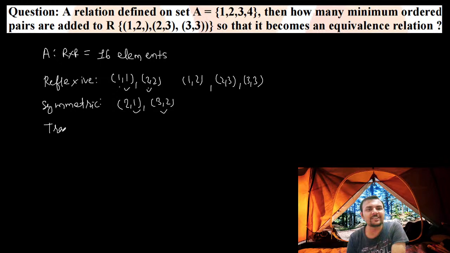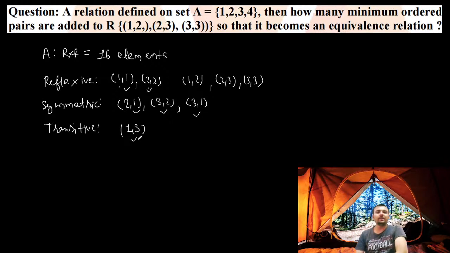For transitive, 1 to 1, 2 to 2, 1 to 2, 2 to 3. So 1 to 3 needs to be added. Okay. If 1 to 3 is there, 3 to 1 will have to be added. Now if 1 to 3, 3 to 2, that means 1 to 2 is already there. Okay. So 2 to 1, 1 to 3, 2 to 3 is there.